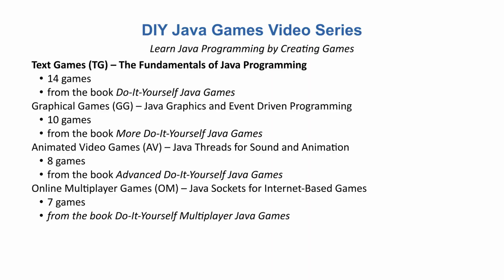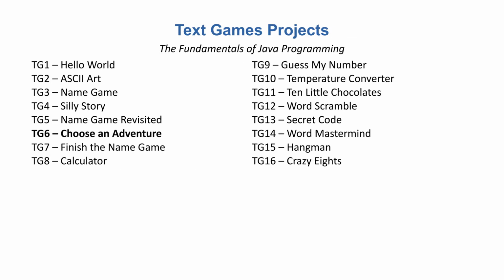We're currently in the Text Games video series, TG, the first of 4 types of games series. The focus of this series is to cover the fundamentals of Java programming. No previous programming experience is required. You'll learn how, when, and why Java programs are written the way they are. This series has 16 projects. We're currently working on the 6th project, TG6, Choose an Adventure.